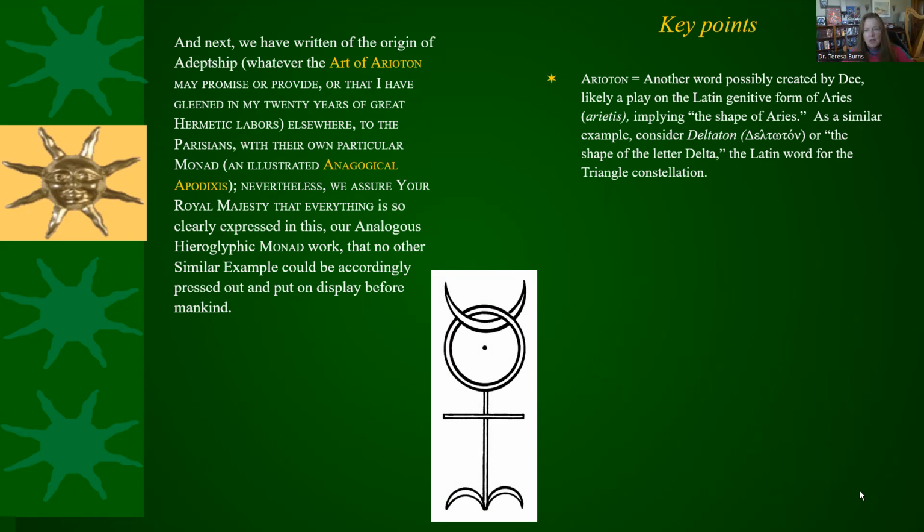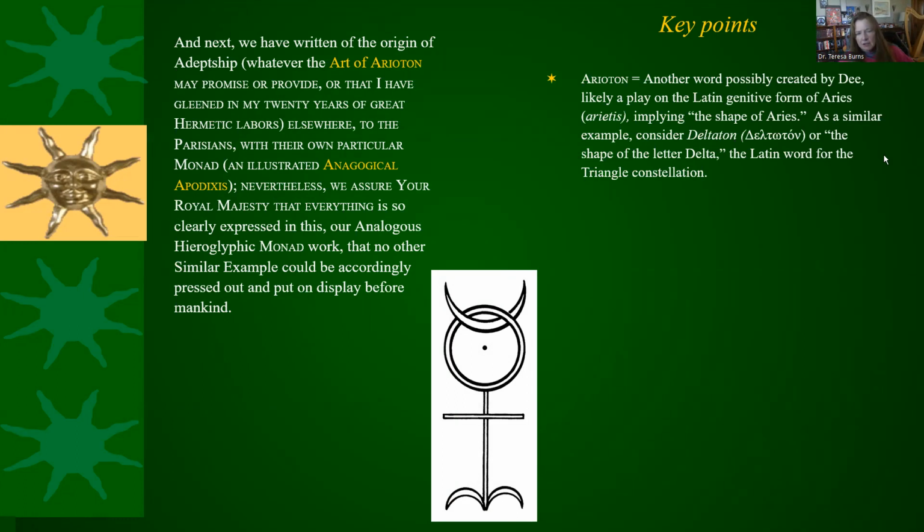So the reason Yostin thinks this, and I agree with him, is because we know there is a word in Latin, deltaton, which is borrowed from deltaton in Greek, which means the shape of the letter delta. That's the letter delta, the Latin word for the triangle chorus constellation, because delta is a triangle. However, delta is also how you would write the D in D. And later in D's spirit diaries, he writes a delta for himself, for D.